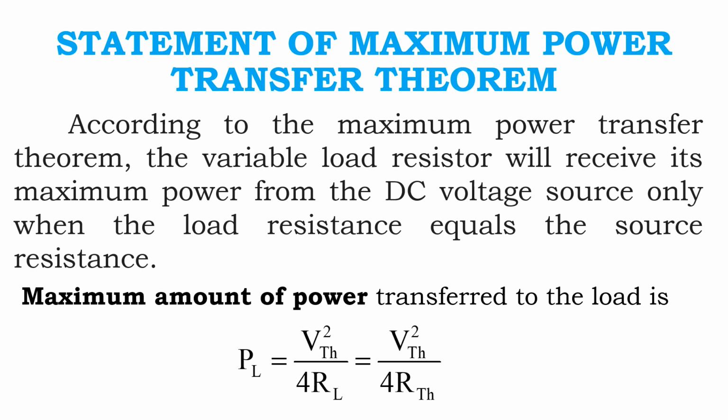To find the maximum power, the formula is PL equal to VTH square by 4 RTH. This problem is similar to the Thevenin theorem, only the last step will differ from the Thevenin theorem. We will see one problem in this.